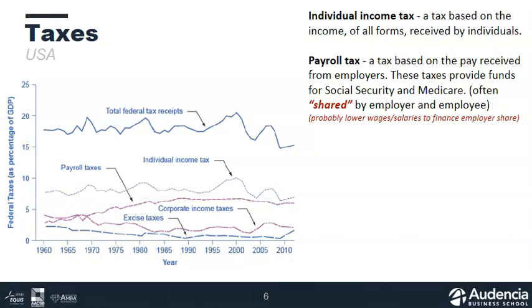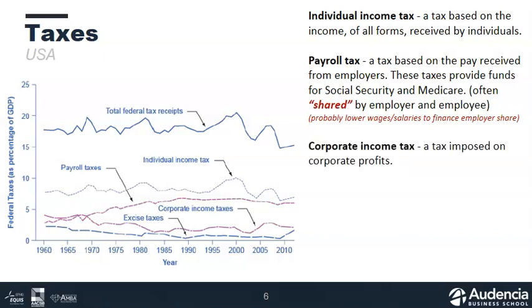Now, we say it's shared by the employer and the employee, but we're smart economists, and we know that if an employer is paying part of the payroll tax, most likely the salary that they pay us is also reflecting the fact that they have to pay payroll tax. So we can imagine that we're probably having lower salaries and lower wages to help finance the employer's share of this payroll tax. It's not as easy as we think.